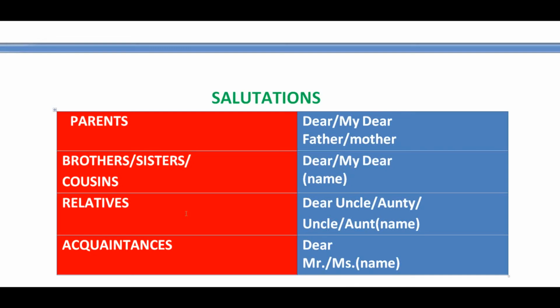Then come relatives. If you're writing a letter to your relatives, it's better to go for dear uncle or dear auntie, or dear uncle with the name. For example, dear uncle Ramesh. In that way, you can write the salutation.